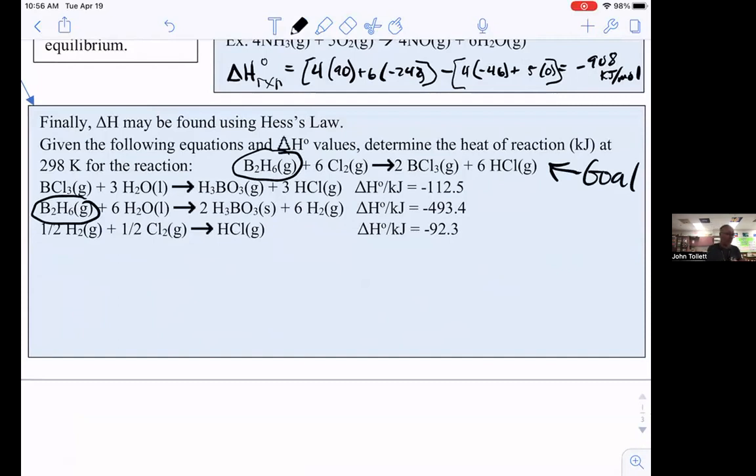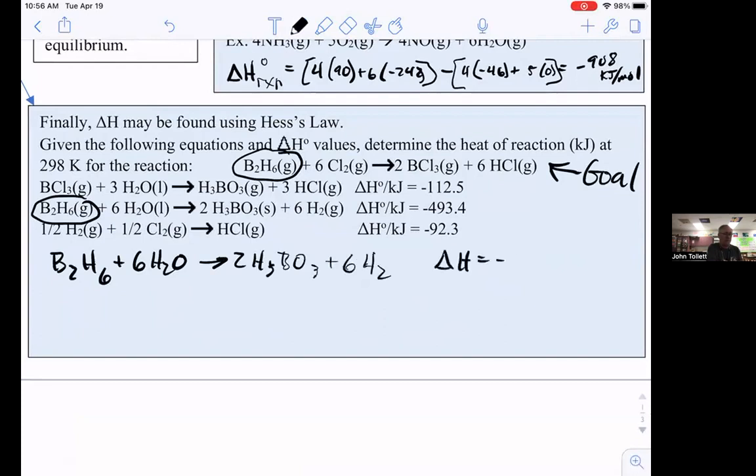But what I'm going to do is go ahead and write it like it is, and then I'll change it later, because I don't have to do anything with it. Some of you like to skip this step, but I don't recommend that. I would write out the reactions every time. So H3BO3 plus 6 H2, and my delta H for that part is negative 493.4 kilojoules per mole.